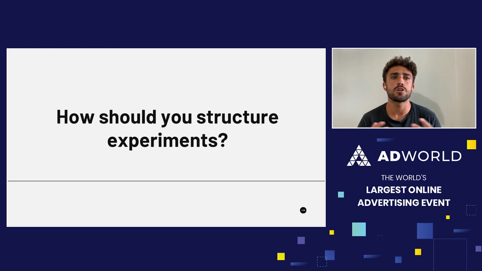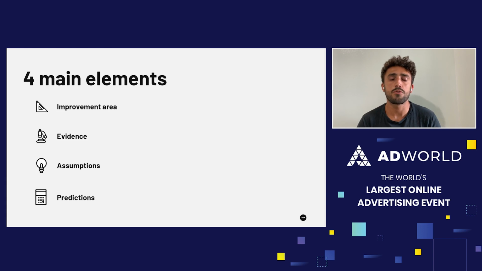And in terms of experiment structure, there are 4 elements that you need to have in your experiment whenever setting up. The first one is improvement area. The second one is evidence. The third one is assumptions, and the fourth one is prediction. So we'll go through each one of these and give real life examples of how you should structure these experiments and how we've structured them in the past.